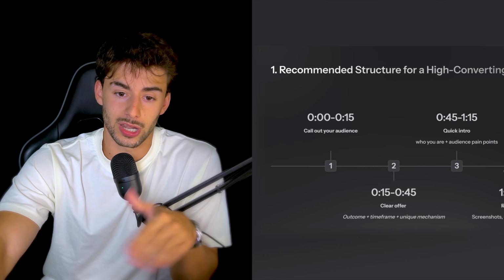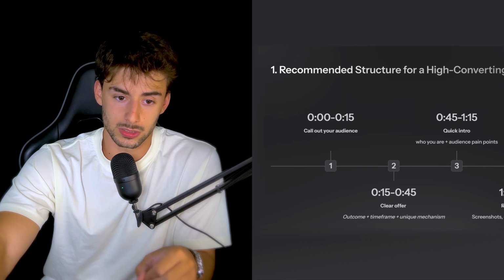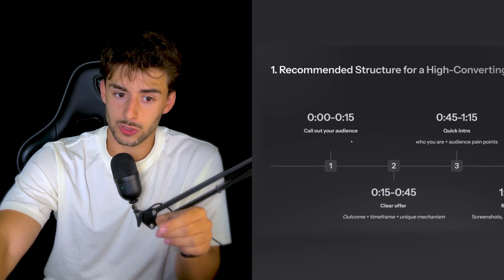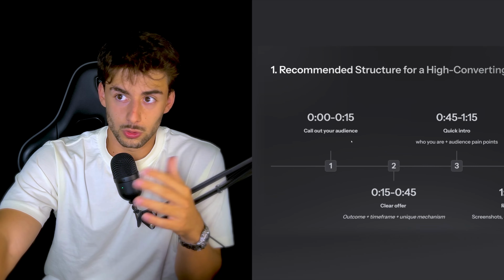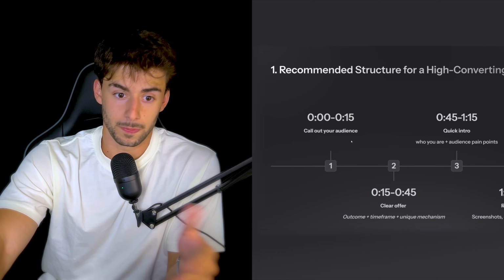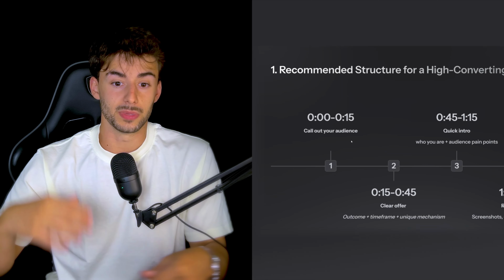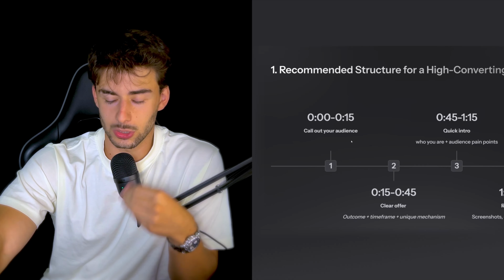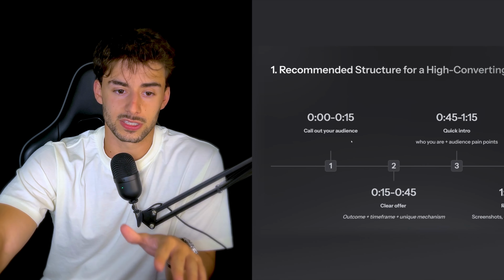Here's the exact structure that I recommend and that has worked for my clients. The first 15 seconds, you need to call out your audience and you need to be specific here. For example, if your ICP is B2B businesses: "Attention B2B businesses making $30,000 a month." This is a great call out to your audience and it's a great start of the VSL.